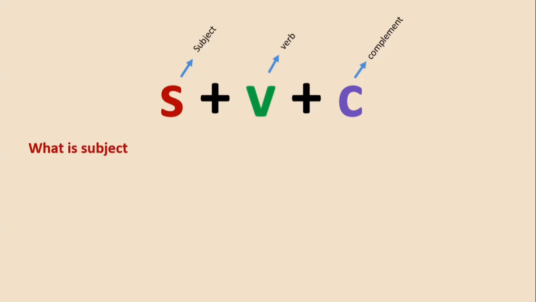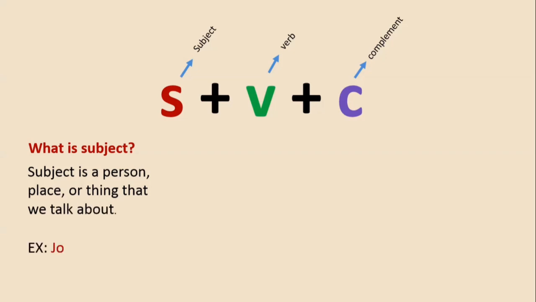What is subject? Subject is a person, place, or a thing that we talk about. For example, in the sentence, John fixes the car, we are talking about John. So John is the subject.